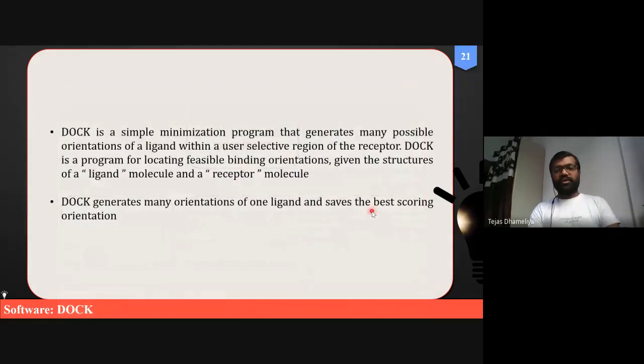Okay. So from the poses, I read the term here somewhere: pose. Yeah, orientations, many orientations of one ligand. So this is in general how docking is first.